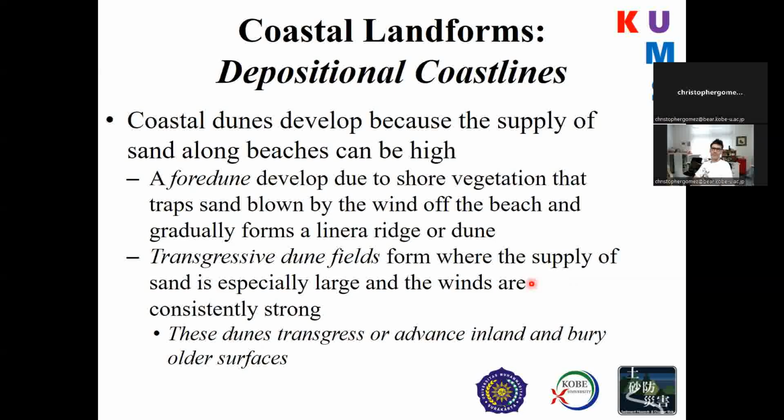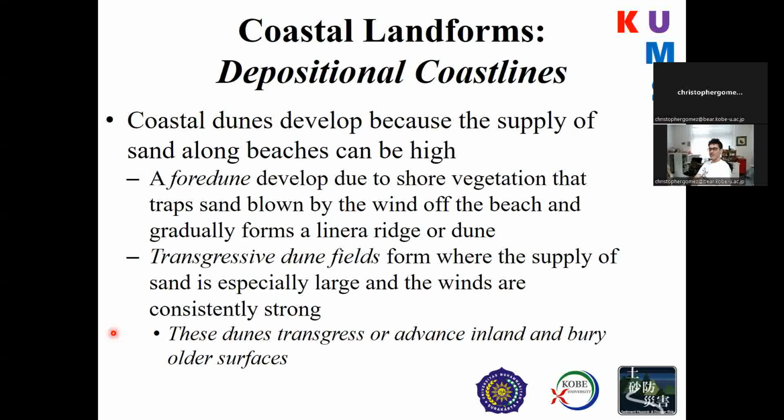Coastal dunes develop because the supply of sand along the beach can be high. A foredune develops due to the shore vegetation that traps sand blown by the wind off the beach and gradually forms a linear ridge. Here it should be linear ridge or dune. Switch the A and the R, sorry.